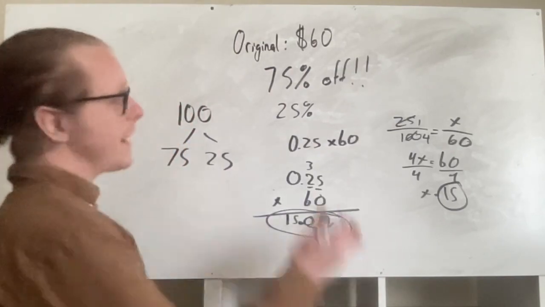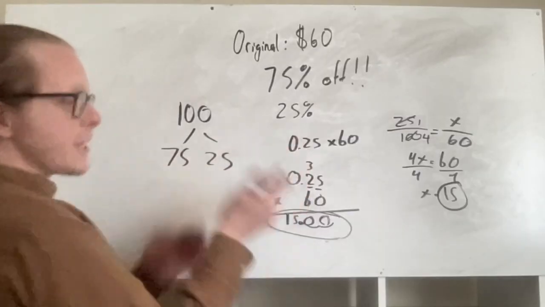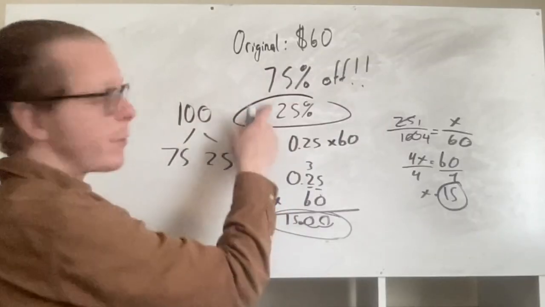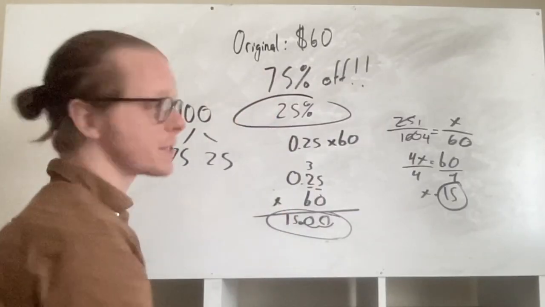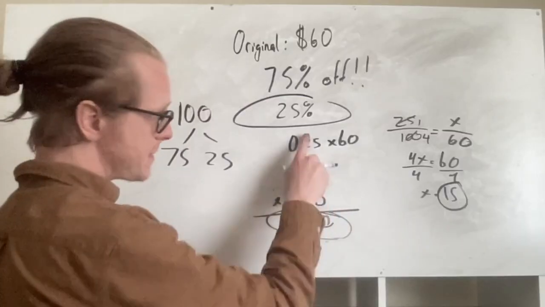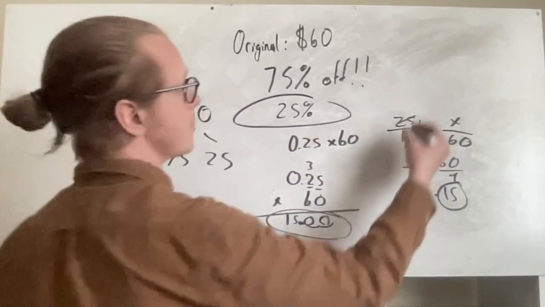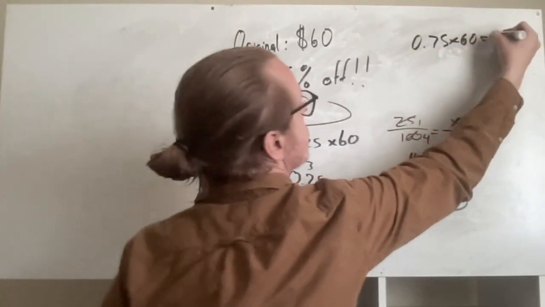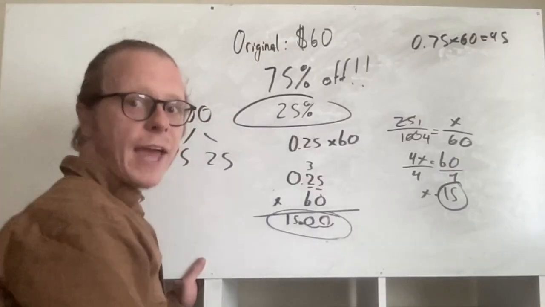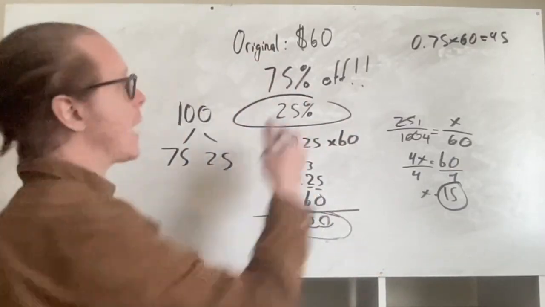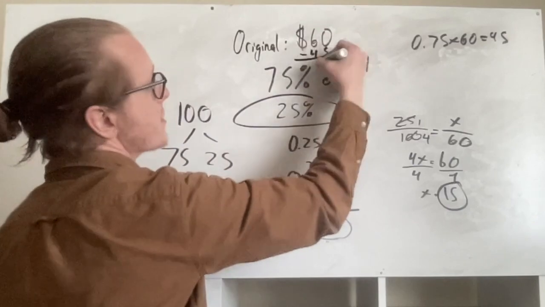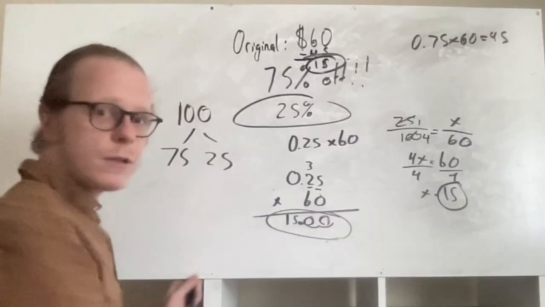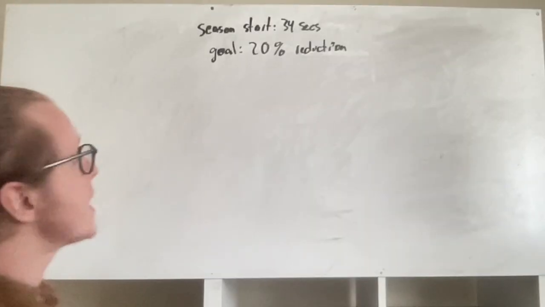So again, in this situation, it was easier for us to immediately get to our answer, to realize that if we're getting 75% off, then we're paying 25% of the price. I could have also made this 75, right? I could have done 0.75 times 60, which would get me 45, and that's how much I'm getting off. And then I would need to subtract that from the 60 to figure out what price I'm paying, which again would still be 15. Okay, so let's look at one more example.